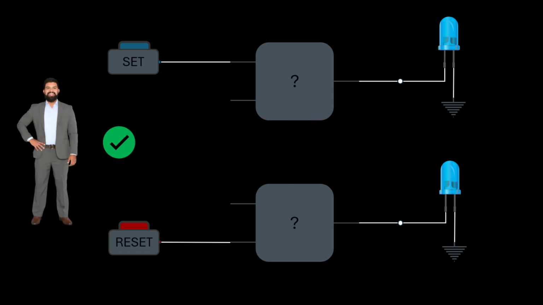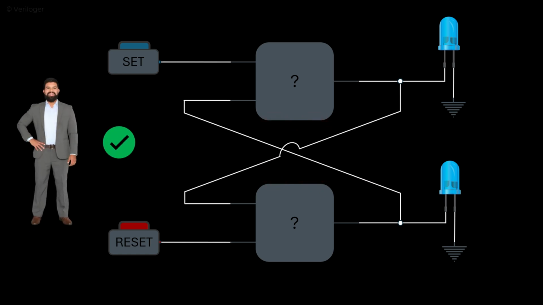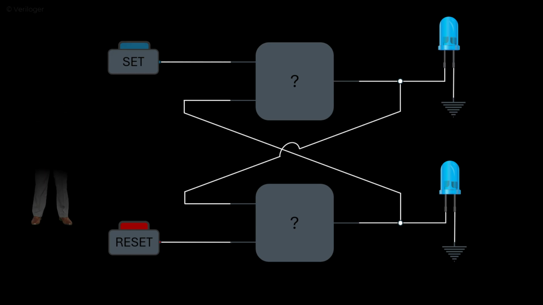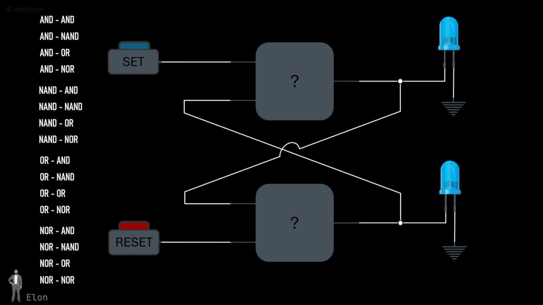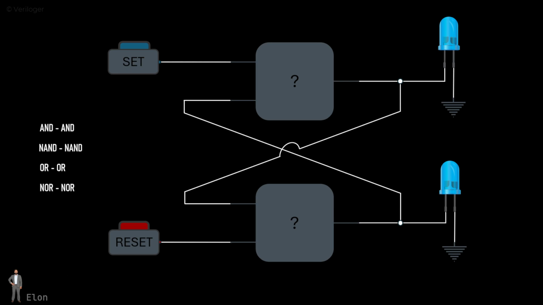Elon was right. The feedback should have been taken from the output of the second gate, not from the same gate. All eyes were now on Elon. The only thing left is choosing the correct logic gates so that the SR latch works as intended. Elon had 16 possible combinations to choose from. However, he looked at the circuit and decided to use identical logic gates to keep the circuit symmetric. This made the number of possible combinations 4.